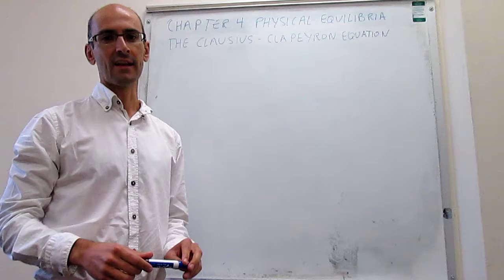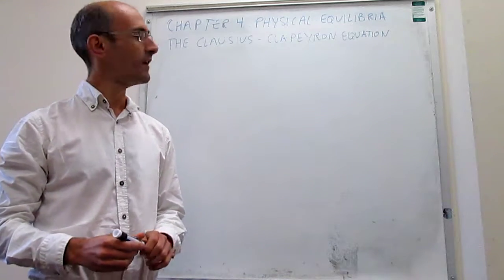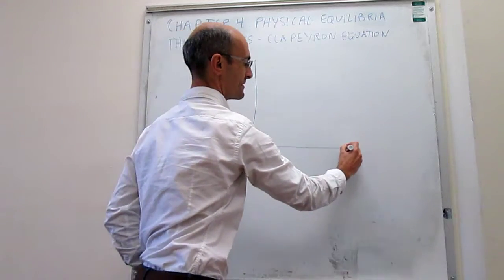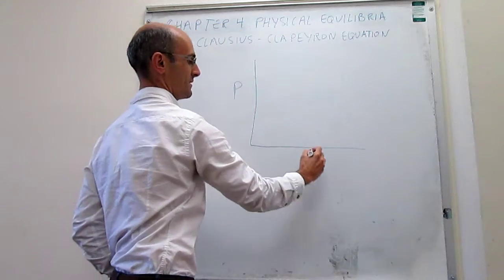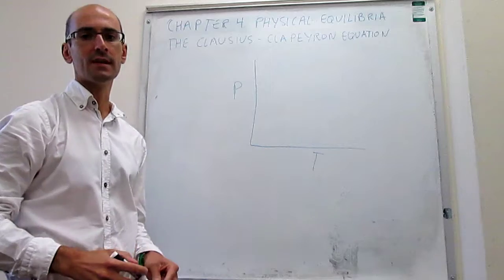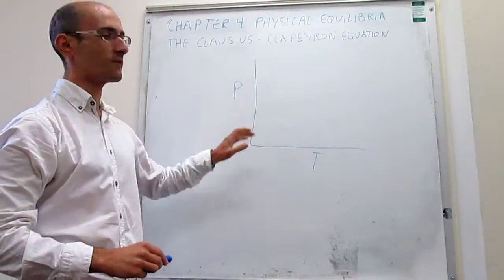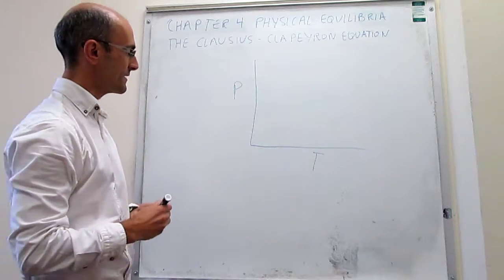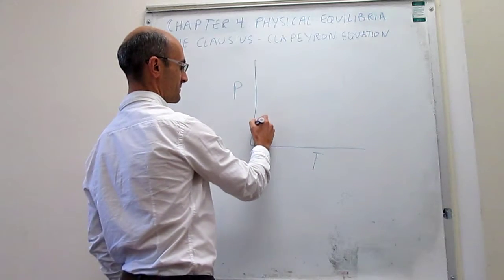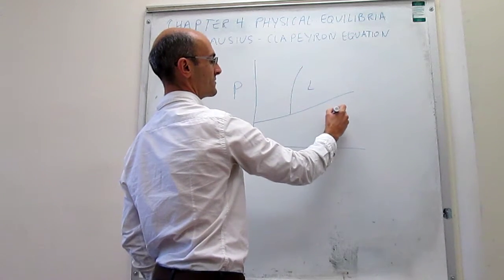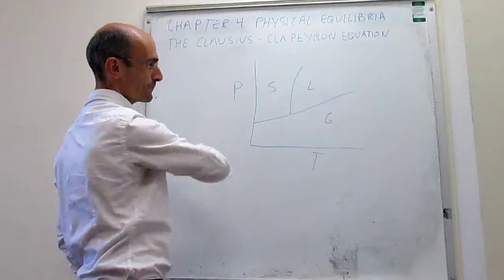This video explains the Clausius-Clapeyron equation. Earlier in this chapter, we've been looking at phase diagrams, which are just maps that tell us the stability of the various phases of a substance as a function of conditions of pressure and temperature. These phase diagrams are characterized by the phase boundaries, which are these lines that separate the various phases.